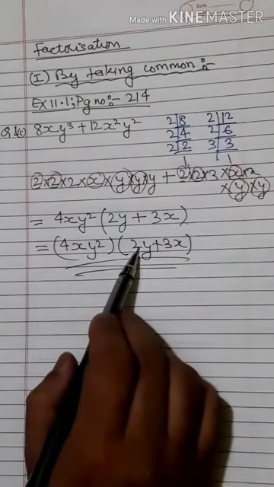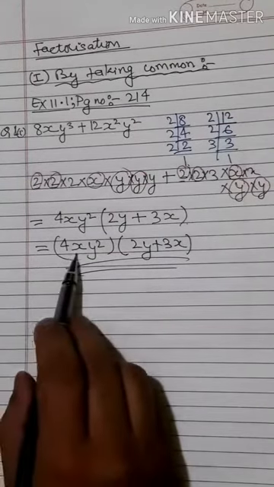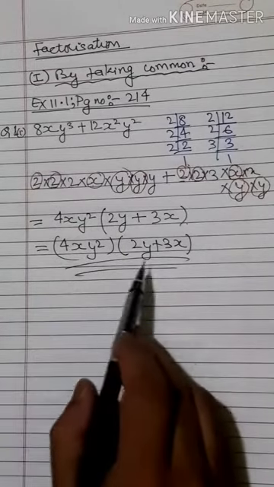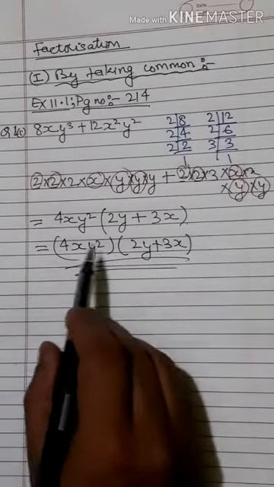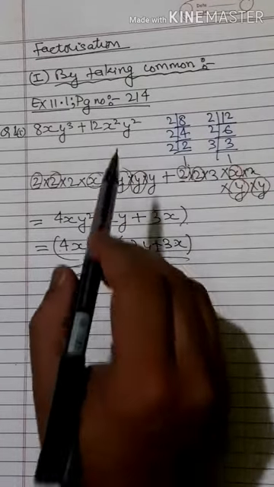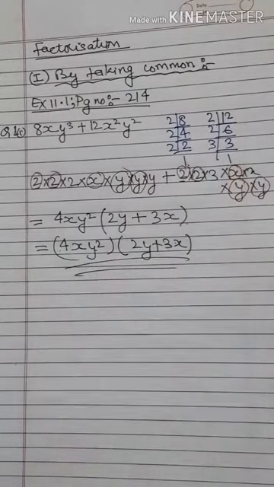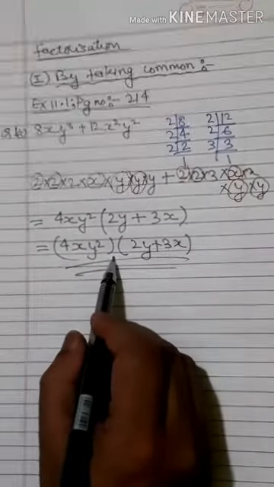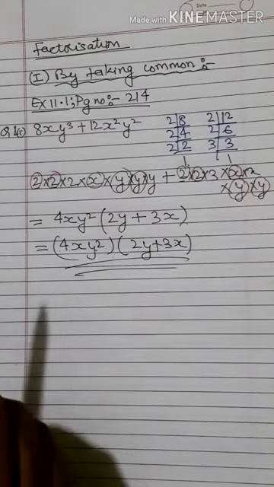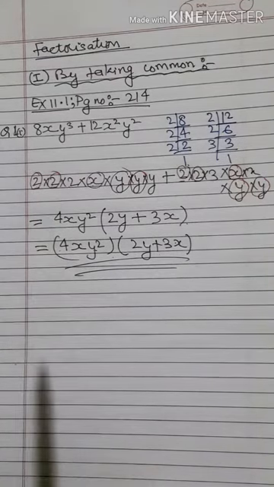Let us try. 4 times 2 is 8x, and then y² into y will give you y³. Then we have a plus, then 4 times 3 is 12, x into x will give you x², and then y². So if you multiply both the brackets, we get back the main question. So this is how factorization is done. Factorization of a polynomial is done by taking common.